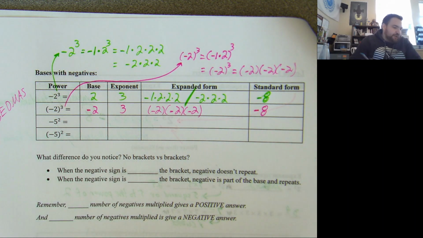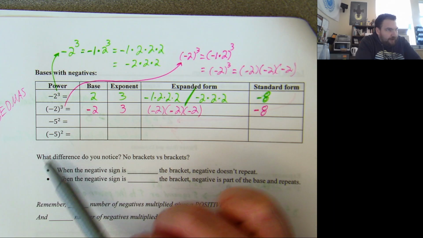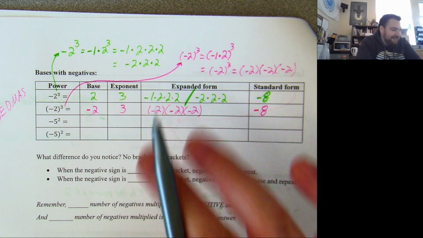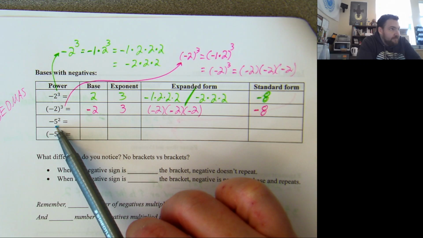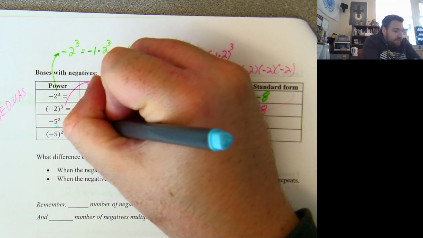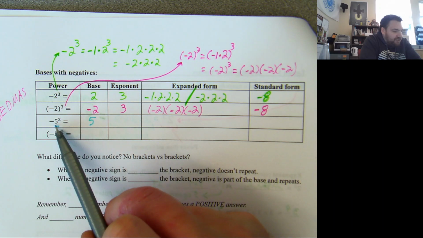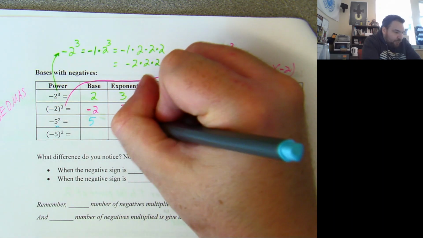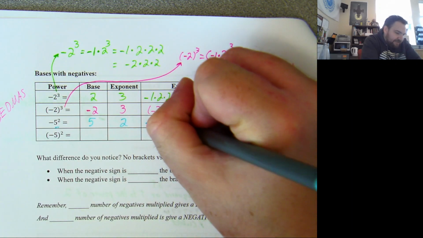Let's take a look at the next two. I've got -5 squared and I've got (-5) squared. Well, it sounded like I said it the same way, but I didn't. What's the base in a question like this? It's 5. The base is 5. There is no bracket to contain the negative. The exponent is just on the 5. The exponent is 2. So I can write this as negative 1 times 5 times 5.